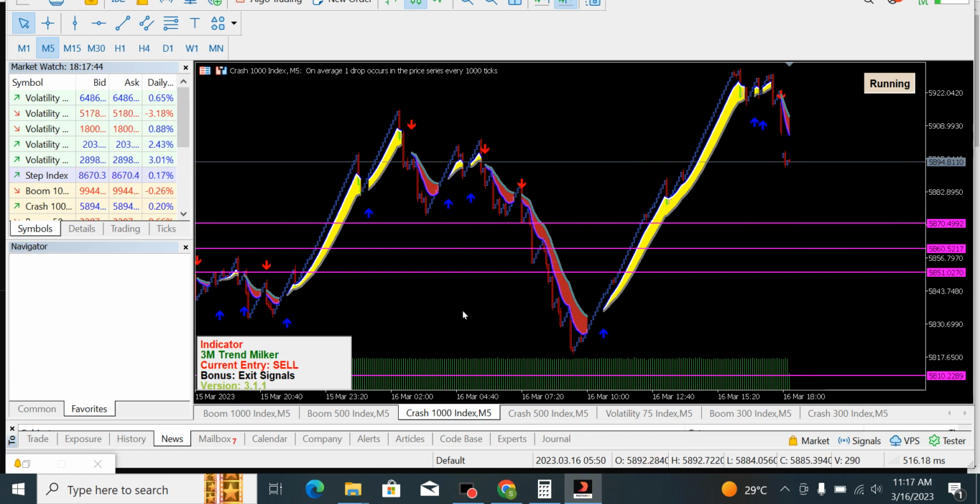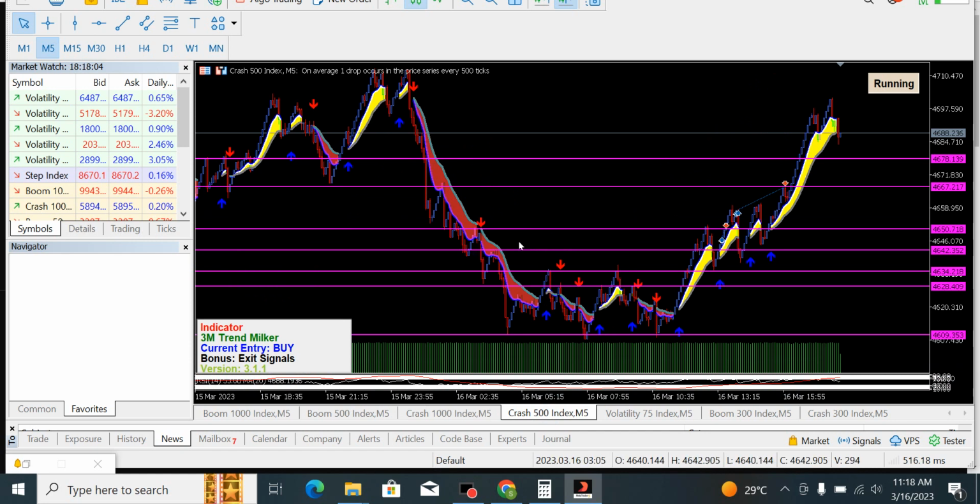Already, you can see this actually went straight. I mean, it was crashing, so I said it will crash and get to TP1, 2, 3, and it got to this region, and thereafter it went up again. You can see it. If you had gone through this, then definitely you can also swing the other way around. Now let's check out Crash 500.